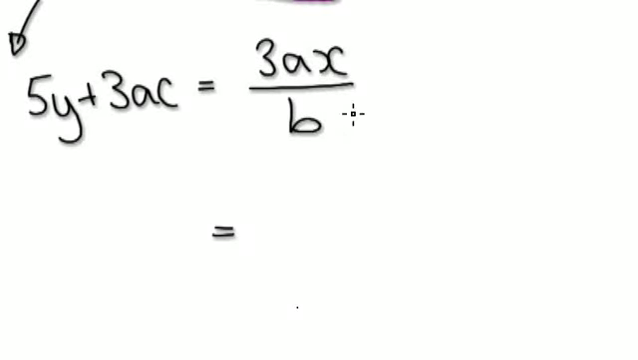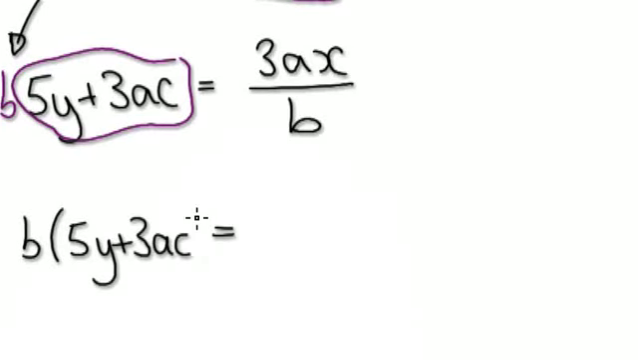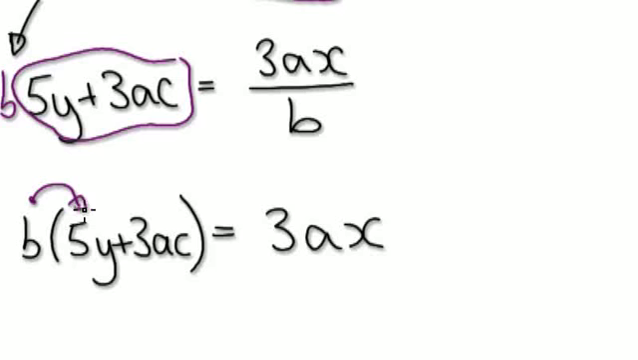Now times both sides by b. Remember, at the moment you've got this bubble here. So when you times b, it will be this. Okay, so it will be b bracket 5y plus 3ac close bracket equals 3ax. Okay, we could multiply this out. But let's not bother. Let's just leave it as that.